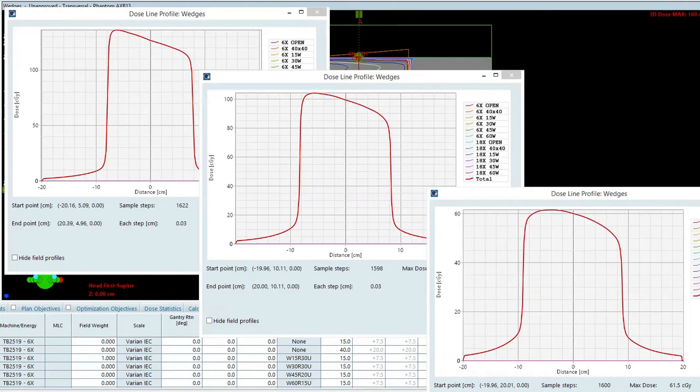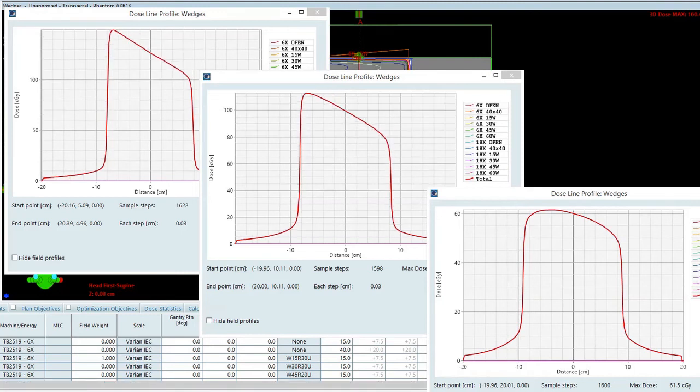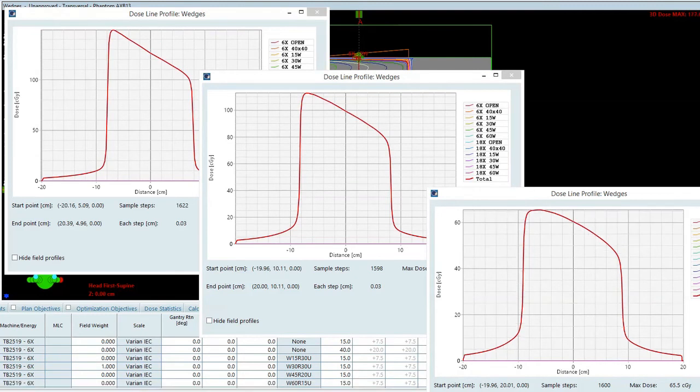Let me put a 30 profile on. Okay, you can see that. Notice on the 10 centimeter deep, I'm normalized on the central axis to 100 centigray. That's how I've normalized the plan. Everything else is going to be dependent on the percent depth dose curve as well.